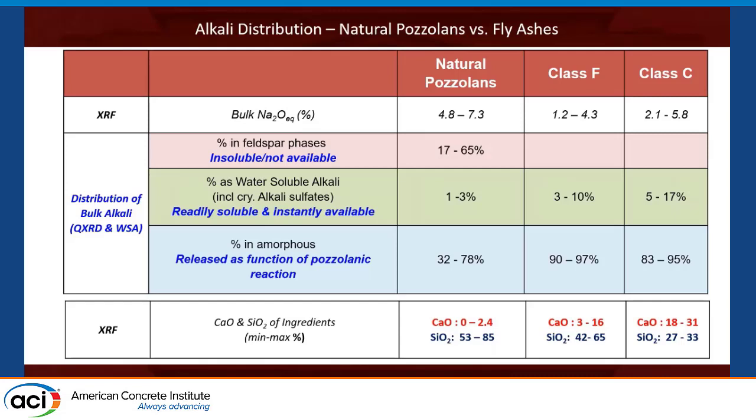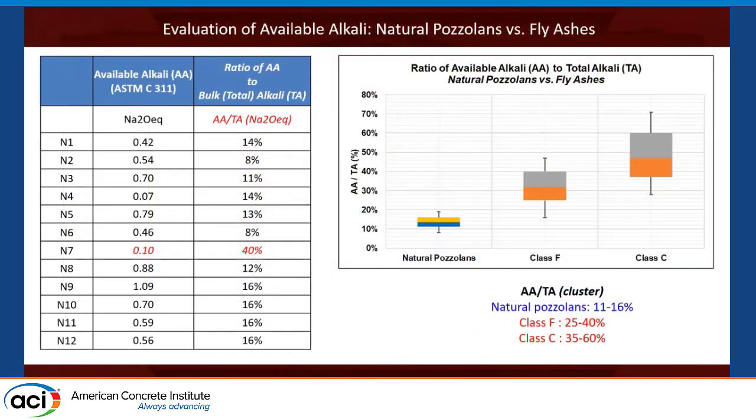As a result of pozzolanic reactions, the hydration product, the CSH or the CASH that is formed, has a pretty low C/S ratio, so it has a very good alkali binding capacity. That explains the available alkali measurements that we did through ASTM C311, where after 28 days we only saw the available alkali to be 11 to 16% of the total alkali. Whereas for Class F it was 25 to 50%, and Class C went as high as 60%.